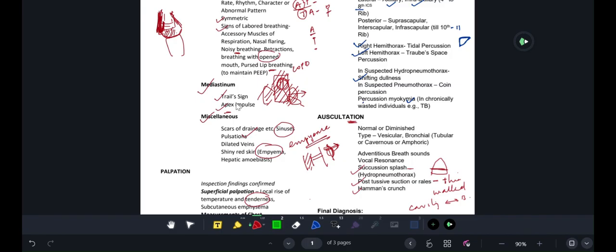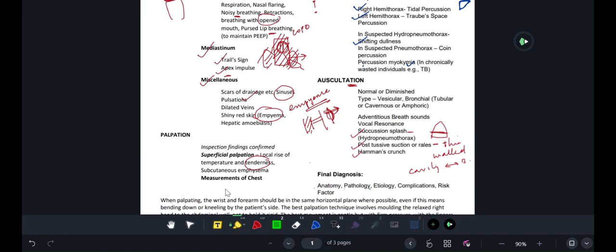It has to be central. So we look for the Trail sign, any prominence of the sternocleidomastoid muscles on the sternum, the apex impulse, which has to be normally in its position. Then miscellaneous things like scars of drainage, dilated veins, and subcutaneous emphysema. Then we went on to palpate, confirming the inspectory findings. We look for the temperature, the tenderness, for any subcutaneous emphysema, for any empyema necessitans, presence of redness and collection of pus under the skin communicating with the pleural cavity.